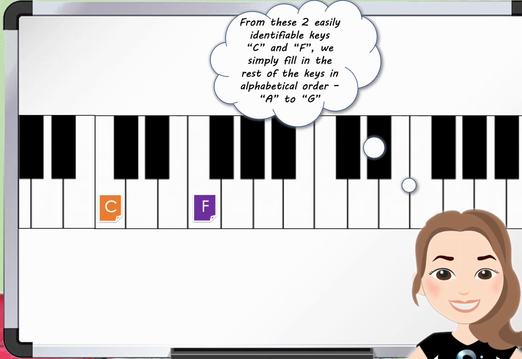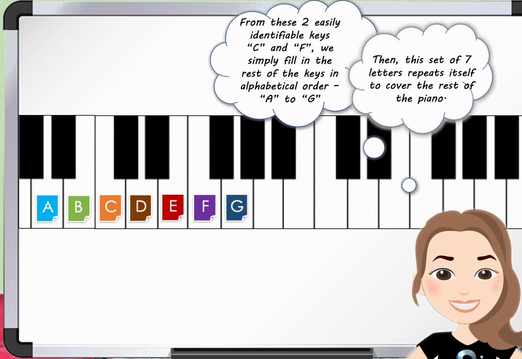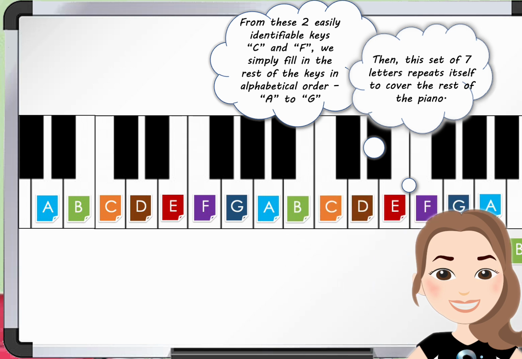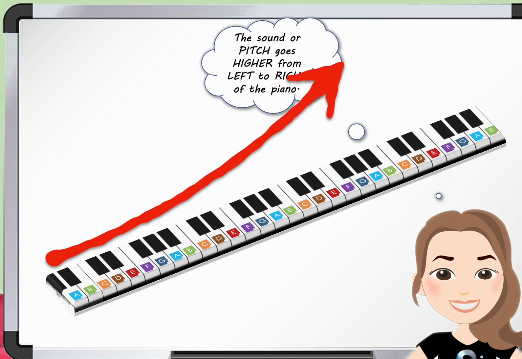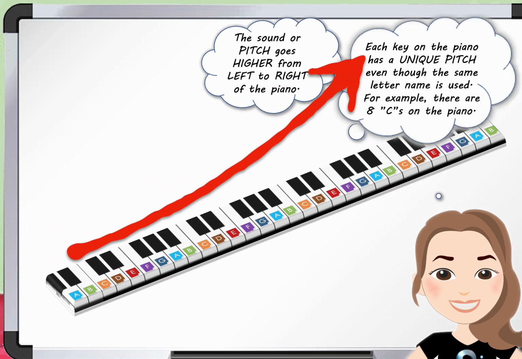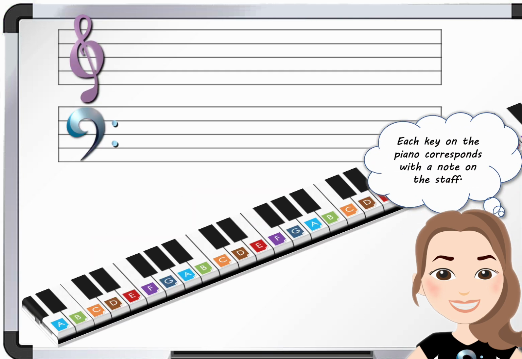From these 2 easily identifiable keys, C and F, we simply fill in the rest of the keys in alphabetical order, A to G. Then, this set of 7 letters repeats itself to cover the rest of the piano. The sound or pitch goes higher from left to right of the piano. Each key on the piano has a unique pitch even though the same letter name is used. For example, there are 8 Cs on the piano. Each key on the piano corresponds with a note on the staff.